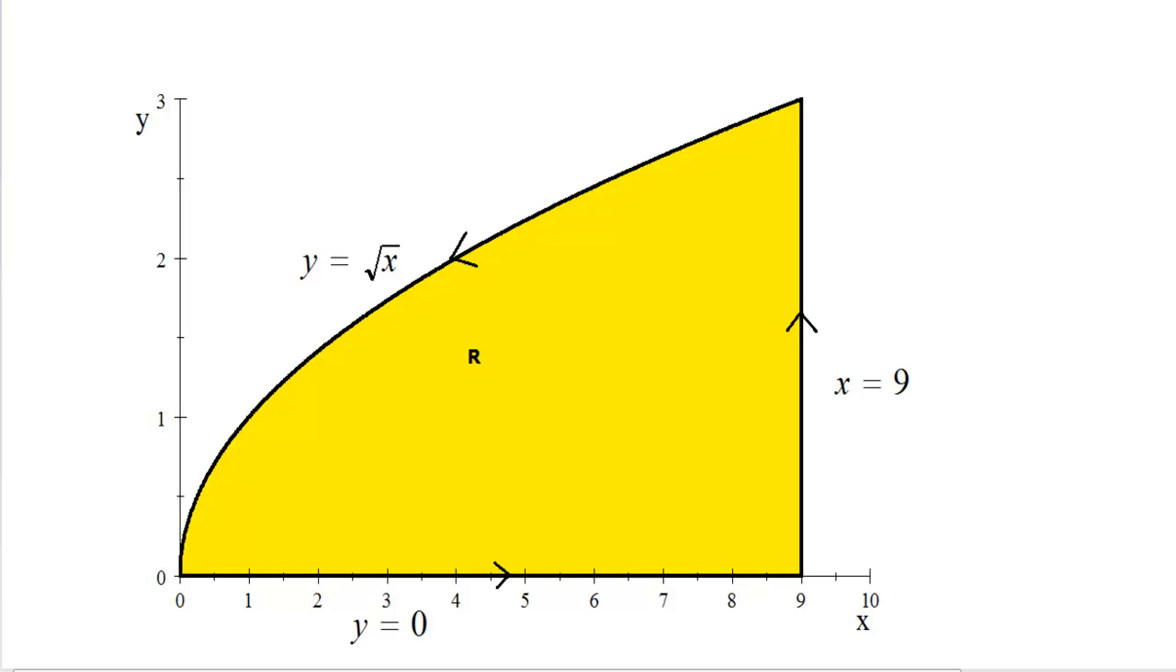So to compute the double integral for this region R, we will take an elementary region here. What happens here is y ranges from 0 to square root of x, and x is going to range from 0 to 9. Of course 0 to 9 will be the limits of the outer integral, and this will be the inner.